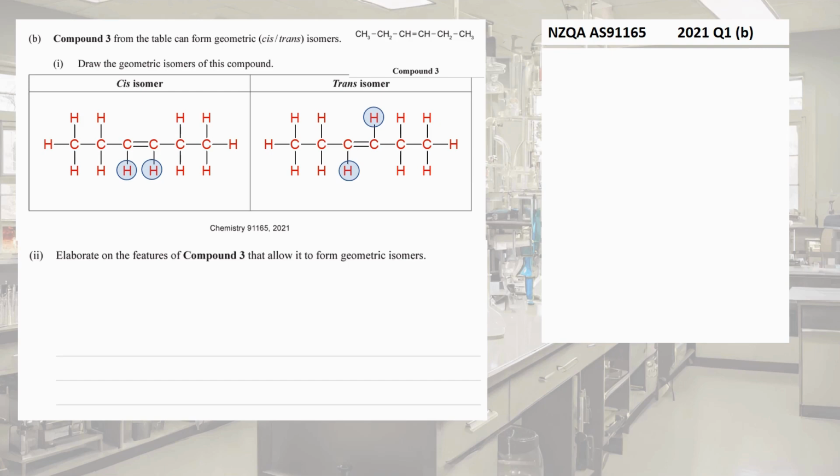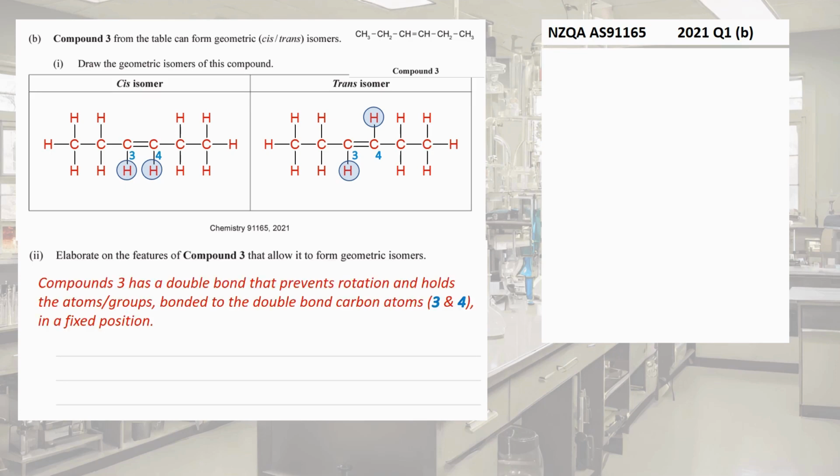The next thing they want us to do is explain why this could be a geometric isomer. Now there are 2 key reasons. The first one is they have a double bond. You cannot be a geometric isomer without a double bond. So before I go and answer the question, notice I've just put a 3 and a 4 up here, and I'm going to write a 3 and a 4 here because I'm going to use that to reference in my writing so I can give the detail needed to answer this question at an excellence level.